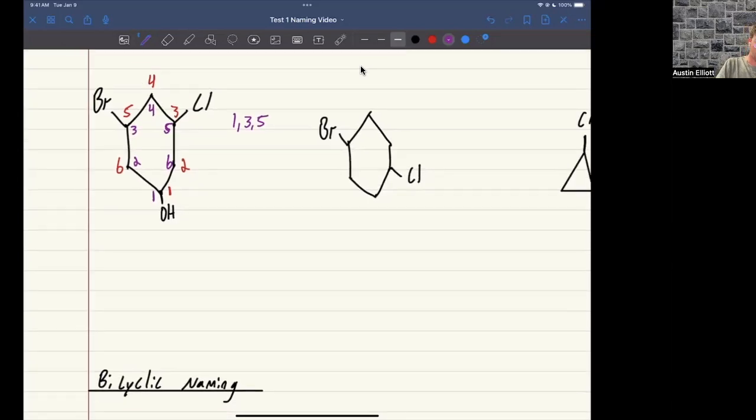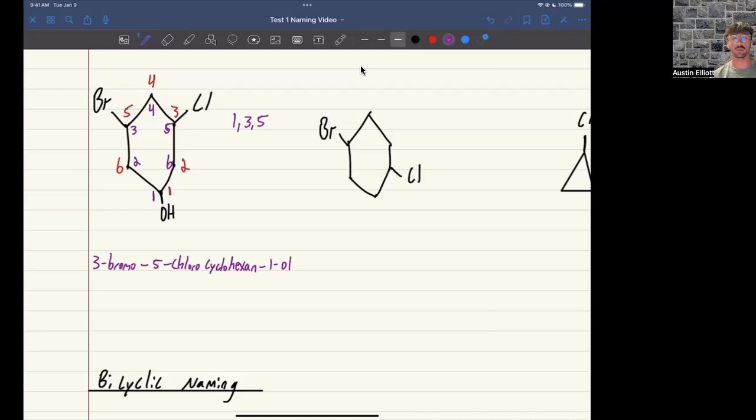So we're going to have 3-bromo, 5-chloro. Now always remember to drop the I and E off of the halogen name and add in the O. Then we're going to have our 6-carbon ring, so that's a hexane. We're going to have cyclohex, and once again, with anything that has an alcohol, we're going to drop the E and add 1-ol.